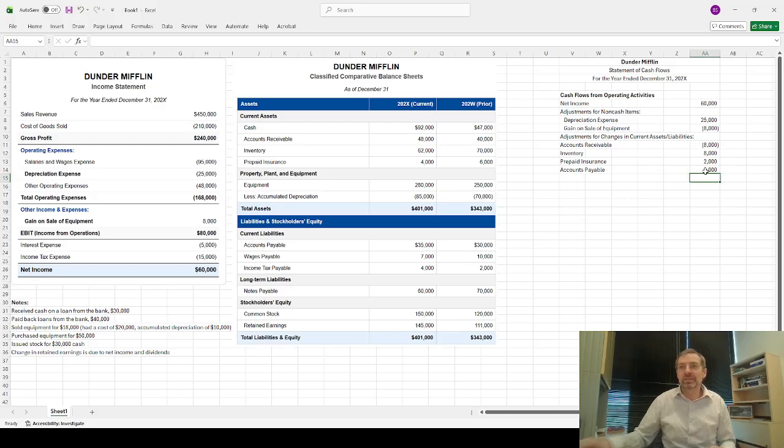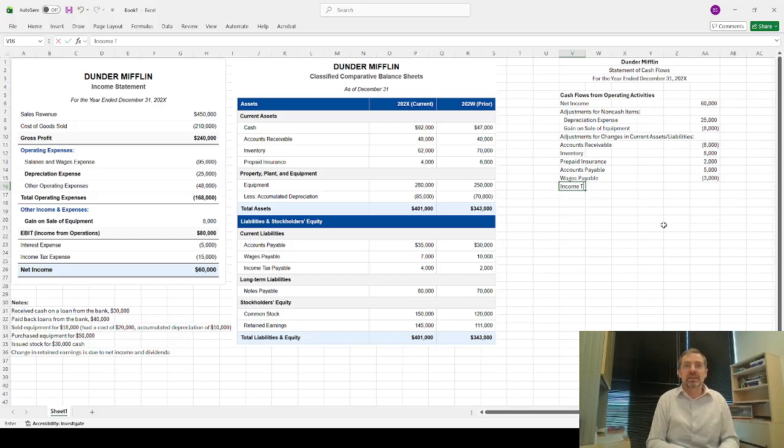So with current liabilities, if they go up during the year, that means we have to add it in our operating section. And if they go down during the year, that represents cash that we paid. And so wages payable, we have wages expense over here of $95,000, but we actually ended up paying a net of $3,000 more than what's actually on our income statement. So if current liabilities go down, that means we paid extra. So we paid $3,000 extra over what was on the income statement.